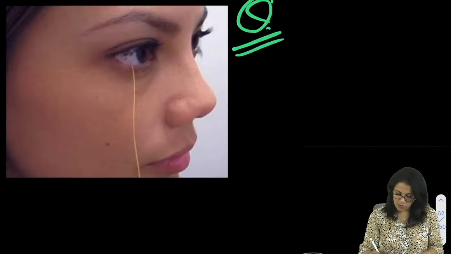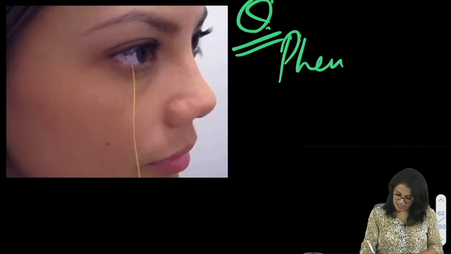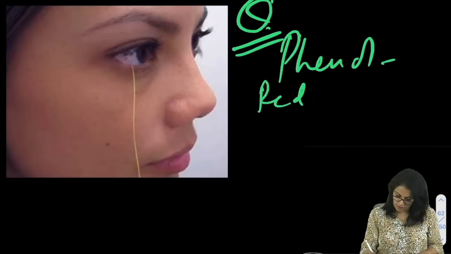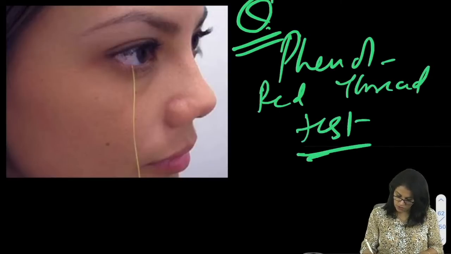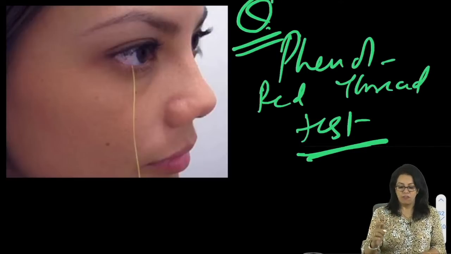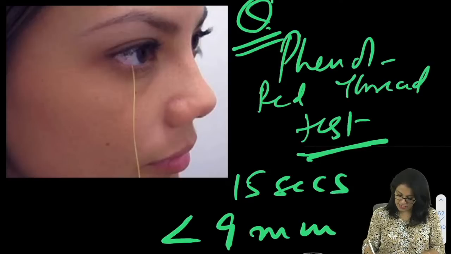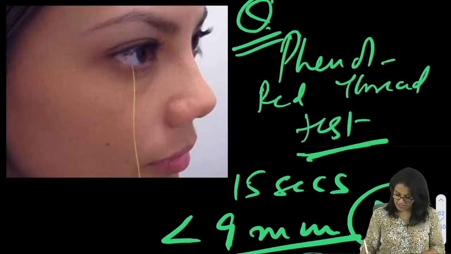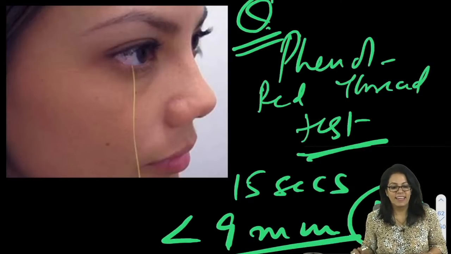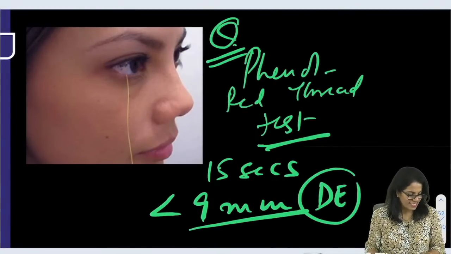This is your phenol red thread test. This was your again AIIMS question. That's why I have put this slide here. When you say phenol red thread test, all of you know the thread is coated with phenol red, change of the pH will change the color. We have to wait for only 15 seconds. Anything less than 9 mm is significant dry eye, right? So don't forget this one. Yes, we are talking about keratoconjunctivitis sicca.